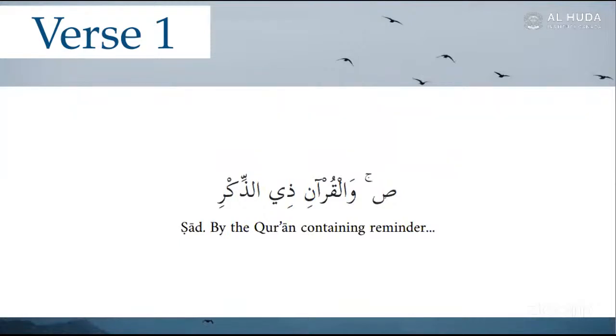And then, the dhikr can also mean dhikr of Allah, remembrance of Allah, through which one worships Allah. In the form of the recitation of this book. That's an act of worship. That is a form of remembrance of Allah.